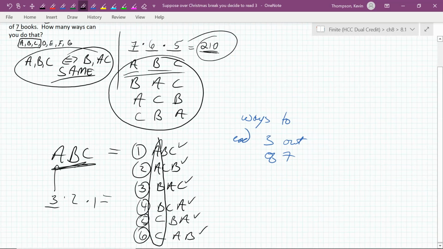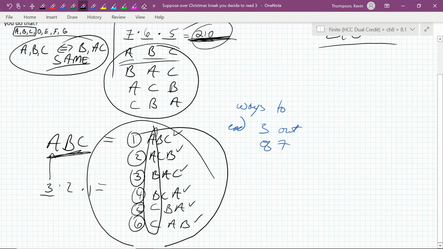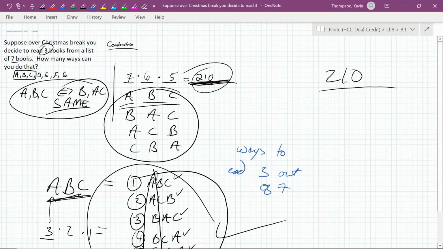What is it? Take a minute at the table, come up with it. So how many ways can we read 3 books from a list of 7? If we start with the number 210, we double counted. It's too big. We counted all of those as separate, but they're all the same. It's the same 3 books. So what are you going to do with the number 210? See if somebody has an idea. Speak to one another.